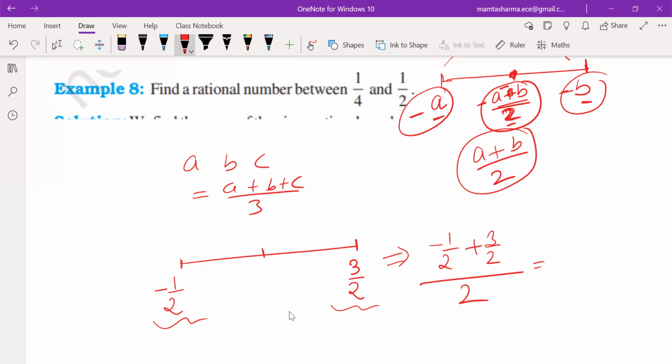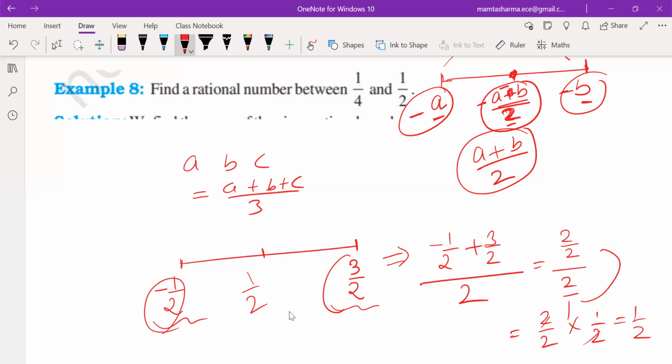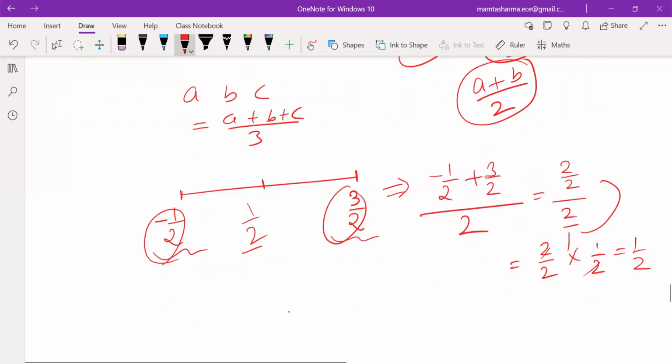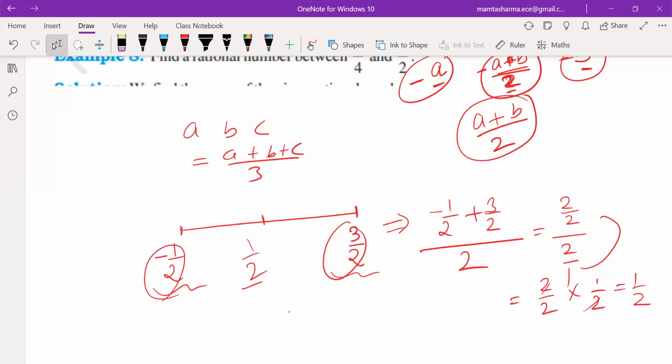Okay. So you will get 2 by 2, it is 2 by 1. Now solve it. 2 by 2 into 1 by 2. It would be 1 by 2. So the mean of these two numbers would be 1 by 2. Okay. Is there any confusion of negative and 2? No, ma'am, no confusion.